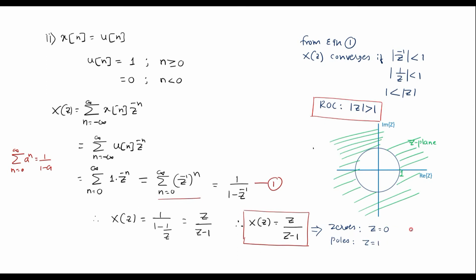Zeros are always represented by the symbol 0, and poles are always represented by the symbol x in the Z plane. So here at Z equal to 0, there is a zero. Now at the origin there is one zero, and this is the point 1. At Z equal to 1, there is a pole, which is shown by a cross mark.